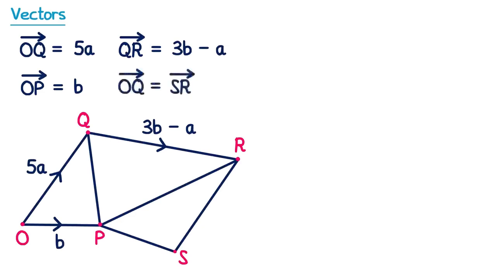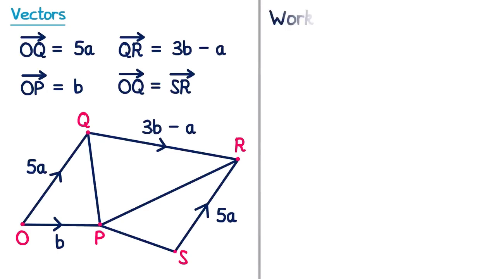Then sometimes they give you extra information that you need to use. For example, the vector from O to Q is the same as the vector from S to R. We can see the vector from O to Q on the diagram, that's 5a. So the vector from S to R must also be equal to 5a. Now let's use this diagram to answer some questions.